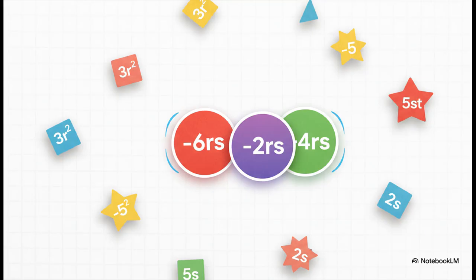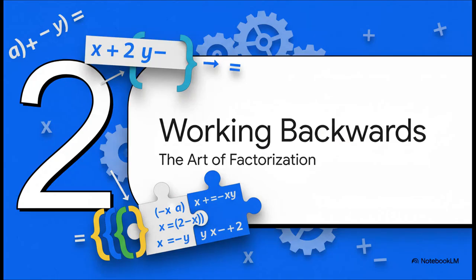But wait, we're not quite done yet. After you expand, there's this super important cleanup step, and that's combining like terms. So what are those? They're just terms that share the exact same variables. So here, you can see we can combine the minus 6r's and the plus 4r's, and that gives us minus 2r's. And just like that, you've got a much simpler, tidier final answer. Awesome.